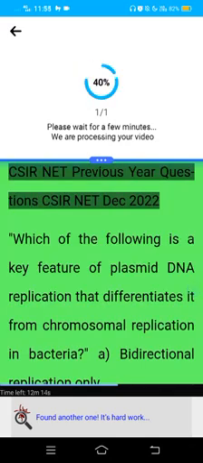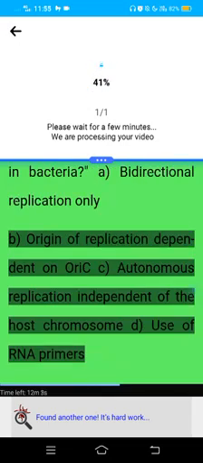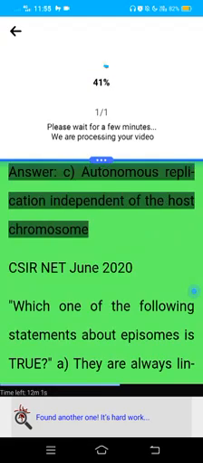CSIR NET previous year question, CSIR NET December 2022. Which of the following is a key feature of plasmid DNA replication that differentiates it from chromosomal replication in bacteria? A. Bidirectional replication only. B. Origin of replication dependent on OriC. C. Autonomous replication independent of the host chromosome. D. Use of RNA primers. Answer: C. Autonomous replication independent of the host chromosome.